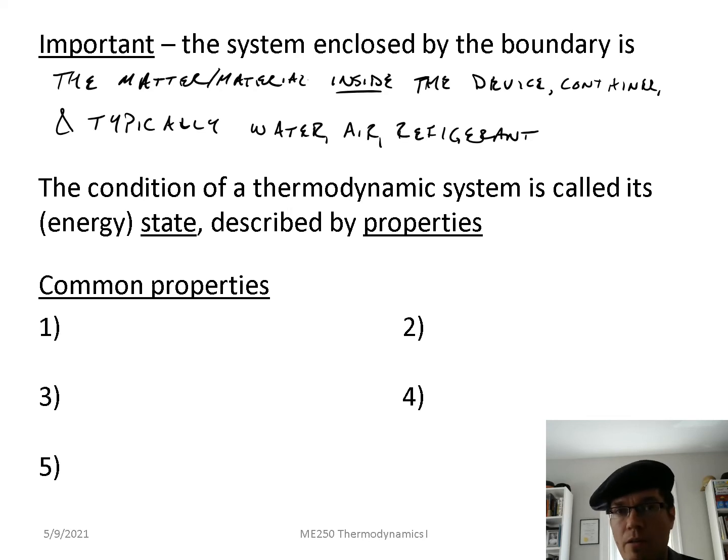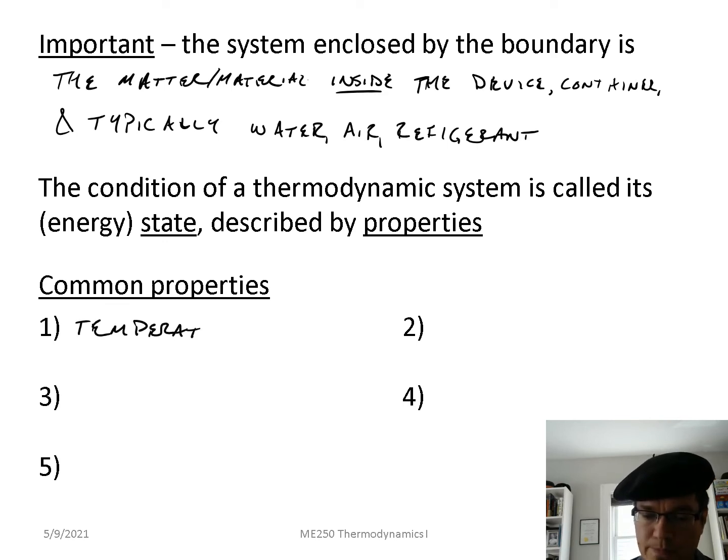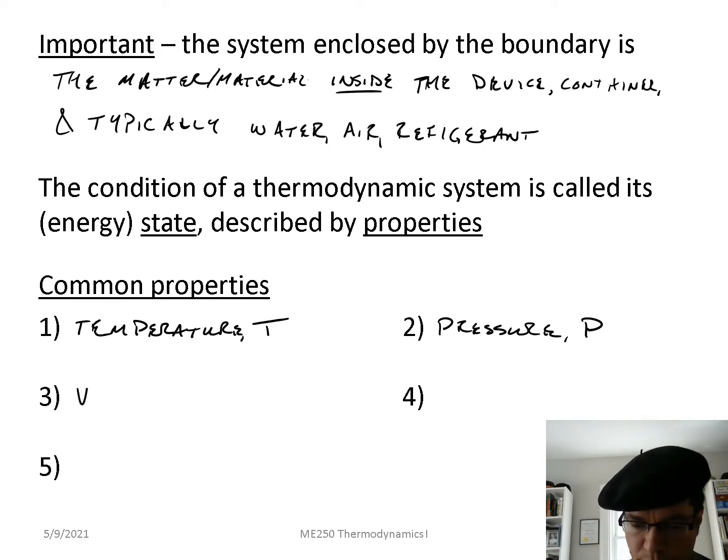So this is where we bring in the idea of material properties. A system is a hunk of stuff, and the condition of that system is called its energy state, or its state, and is described by its properties. You know some properties already. For example, there's temperature, T. Another really common one in thermodynamics is pressure, P.